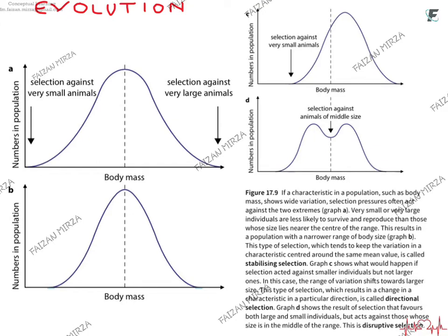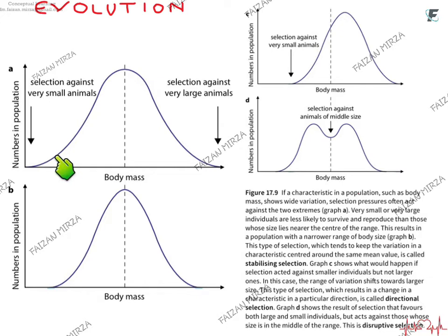We are discussing the topic of selection and evolution. Right now we are discussing the subtopic of evolution, that is, how natural selection leads to evolution. There are various selection pressures exerting on a naturally occurring population. There are four graphs you can see here.